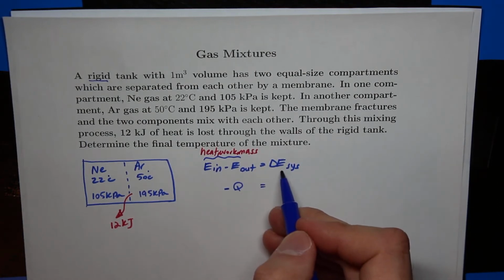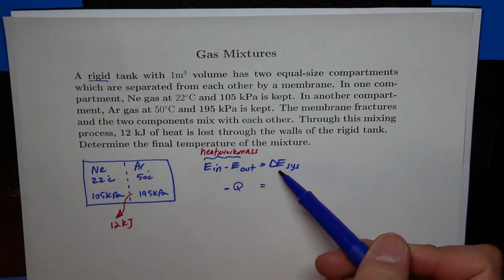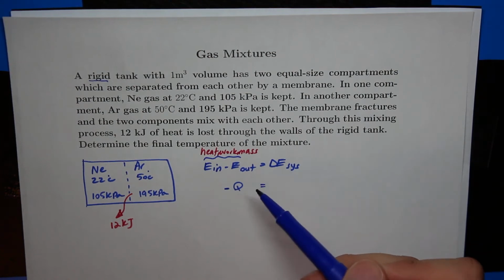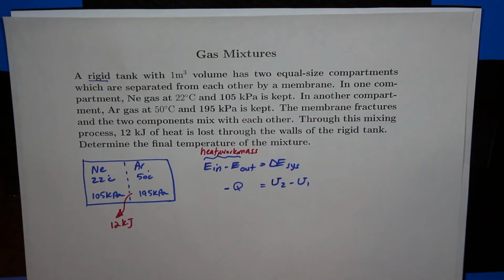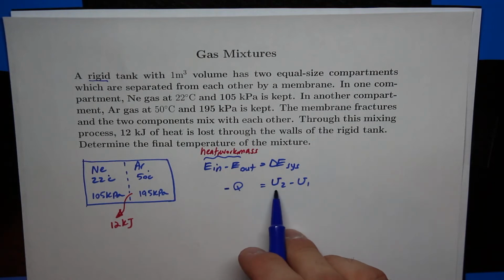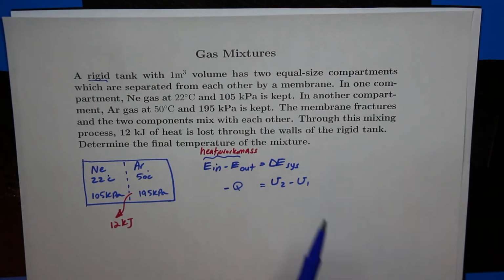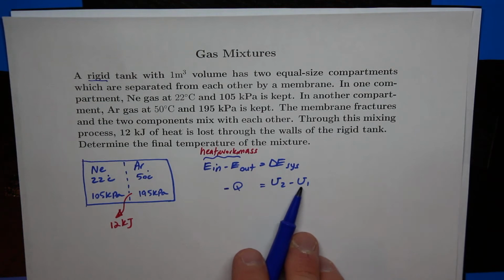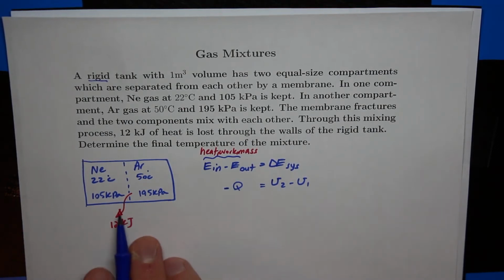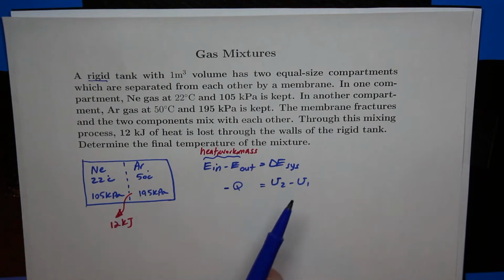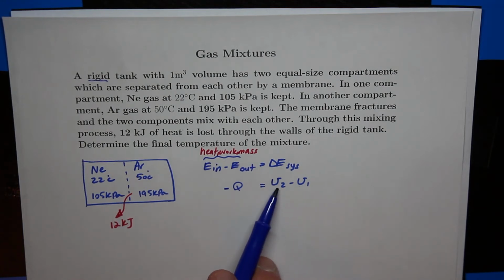On the right hand side I have the change of internal energy from state 1 to state 2. So the difference of them is going to be U2 minus U1. Okay, and if you realize, I wrote down all these properties in uppercase. So this is uppercase Q, uppercase U, and uppercase U. Now, this U1 is the total internal energy before the membrane breaks, and this U2 is the total internal energy after the membrane breaks and after the heat transfer completes. Okay, so the initial internal energy, the final internal energy.